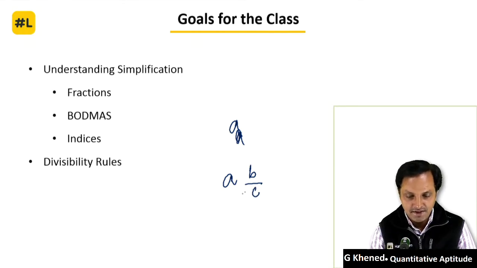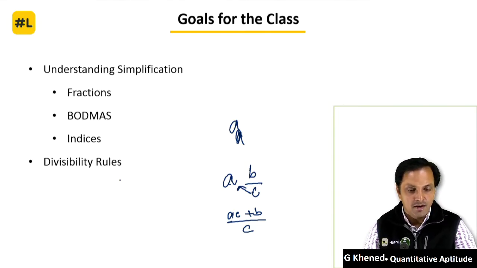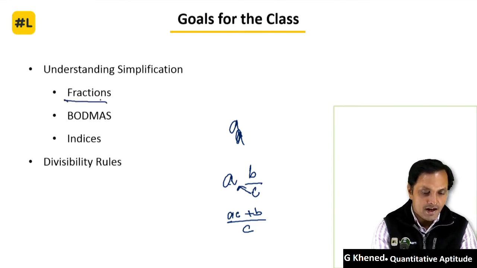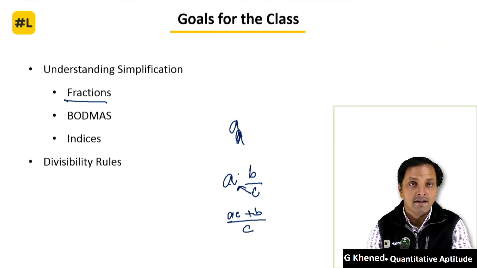Then how will you simplify this? You will multiply A into C plus B, divided by C. This is what your mixed fraction is. So when it comes to fractions, what will you do generally? If it is a mixed fraction, you will multiply and add the numerator, and the denominator will be as it is, and do the simple multiplication and addition.